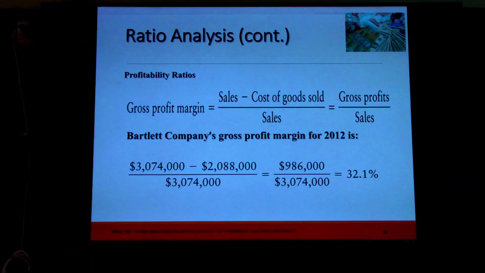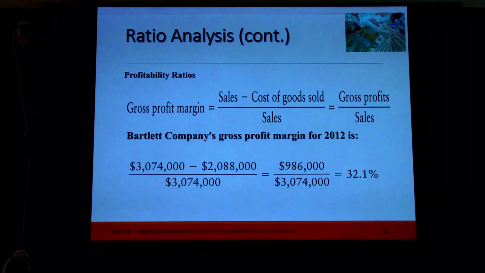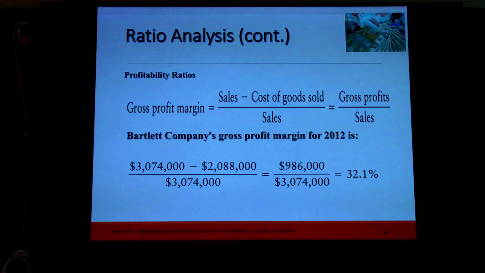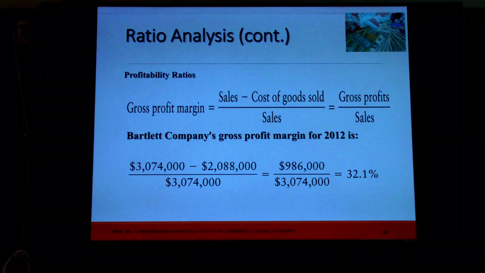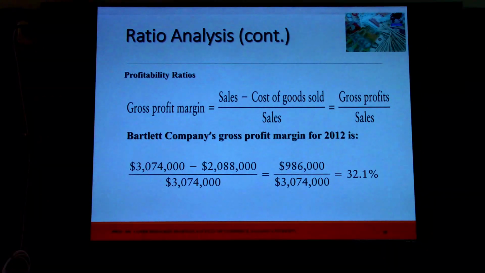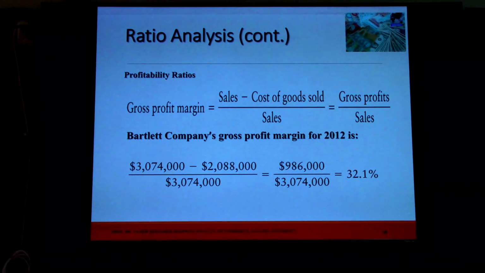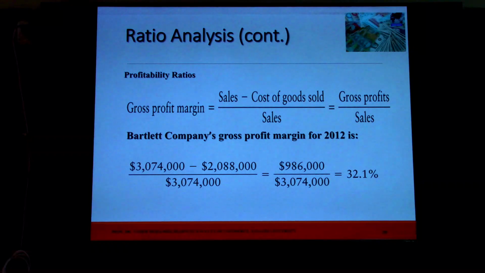Gross profit margin, هامش مجمل الربح. How could we determine it? It is equal to sales minus cost of goods sold, which gives you gross profit, مجمل الربح, and we express it as a percentage of sales. In our example, for instance, it is 3,074,000 minus 2,088,000 divided by sales. This will give you 32.1%.